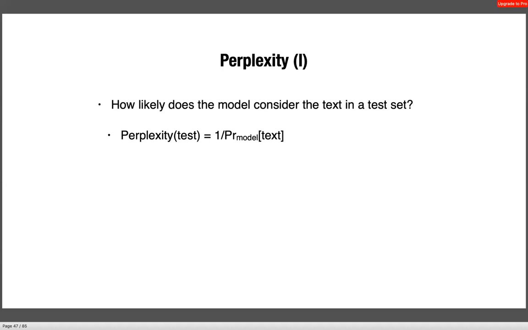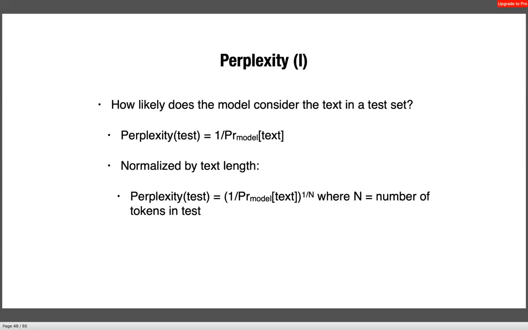So here is one way in which perplexity can be defined: just the reciprocal of the probability assigned to this text by my model. There's one small modification to finally arrive at my perplexity measure, which is that I also need to normalize it by the text length. Okay, so here you can see it's the reciprocal of the geometric mean of the test set probabilities, right? So here n is the number of tokens in my test set.